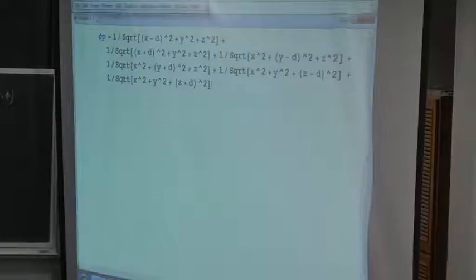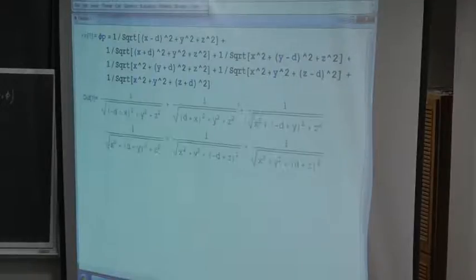Alright, first of all, I define a potential. Now this potential is 1 over square root times what I've written over here. I've defined this exactly the same as what I've written on the blackboard. This defines a potential.